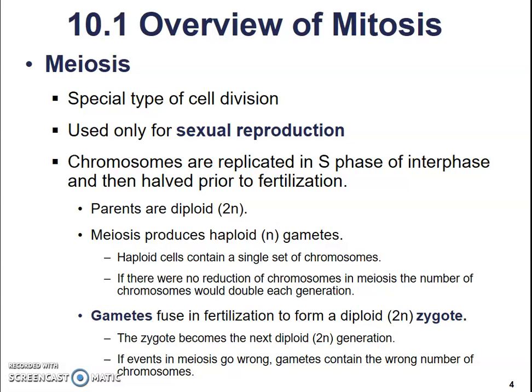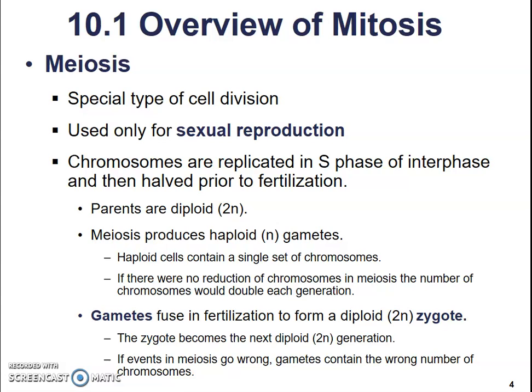If there were no reduction in the chromosome number through meiosis, the number of chromosomes would double with each generation. So the original generation would have 46, the next generation would have 92. Okay, and after that, it would just double on and on. So it's important to halve the number of chromosomes before we pass them on to the offspring, especially if we're combining them with another organism, because we don't want to double it and double it and double it.